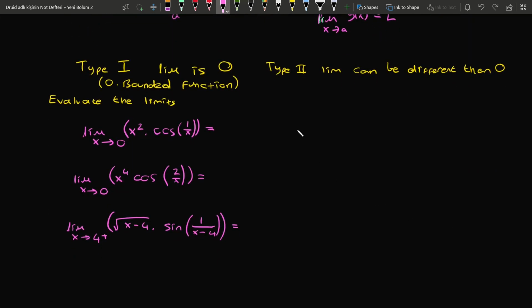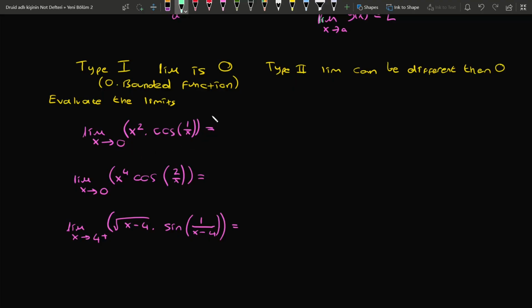Let's try to see how we're going to use this. Sometimes when we use this method, our limit is going to be 0, and sometimes it's going to be different than 0. For example, this is the first type we will learn: 0 times a bounded function. If we see this, the first thing we should think of is the squeeze theorem.